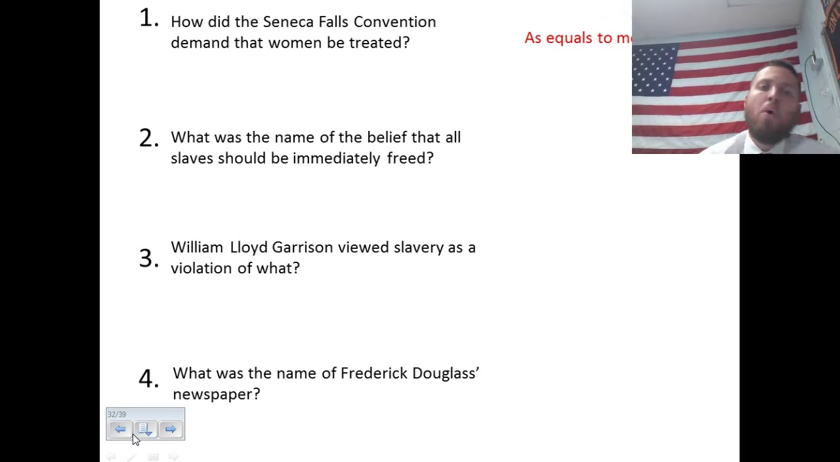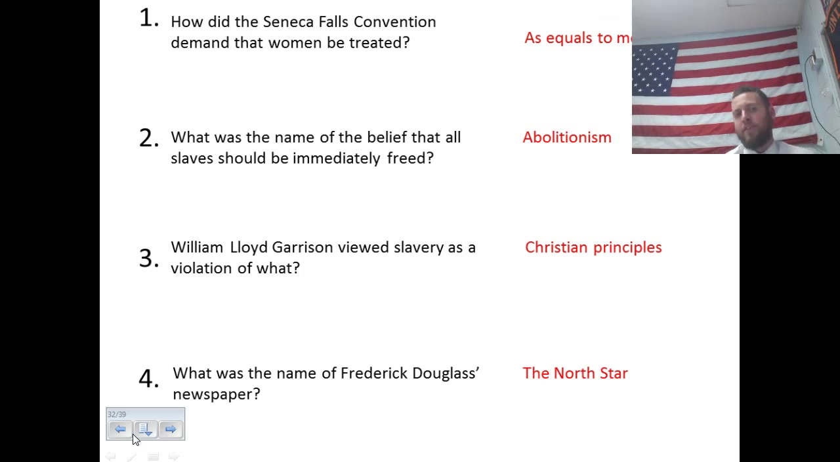Number two, what was the name of the belief that all slaves should be freed immediately? That is abolitionism or abolition. That's an easy one. Three, William Lloyd Garrison, remember his newspaper was the Liberator, viewed slavery as a violation of what? Christian principles. Four, what was the name of Frederick Douglass's newspaper? It was the North Star.